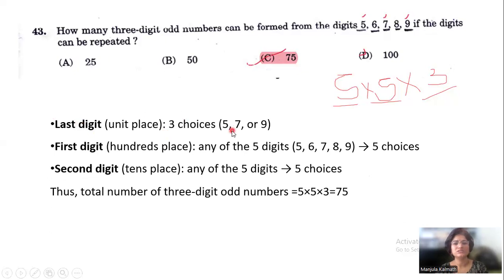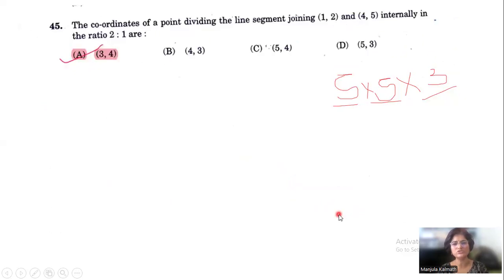The last digit will have 3 choices, 5, 7 or 9, because it is an odd number. For the first digit, it is for 5 digits, any one number among the 5 digits. So the possibilities are 5 choices. And the second digit also is from 5 digits, that is 5 choices. So 5 into 5 into 3 equals 75. So the answer is 75.